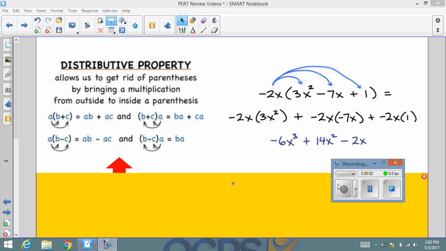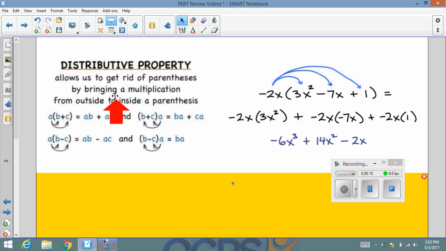In this video, we are going to review the distributive property and combining like terms so that we can use it to simplify algebraic expressions. Now, our distributive property allows us to get rid of the parentheses by bringing multiplication from outside of the parentheses, where we have a sum or a difference, to inside. So here's how we typically write it algebraically.